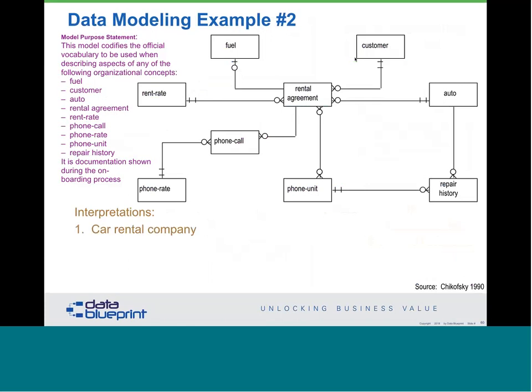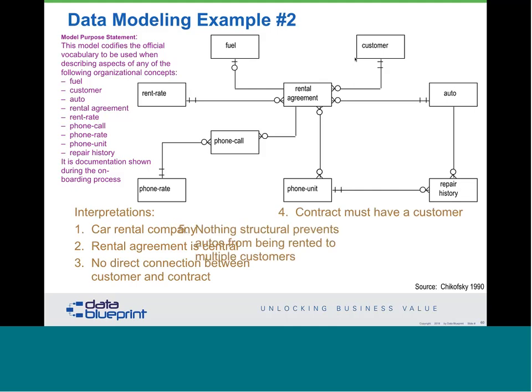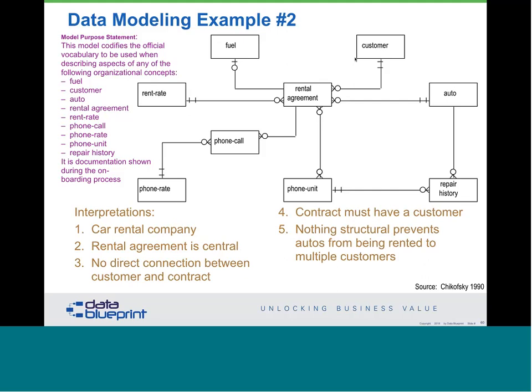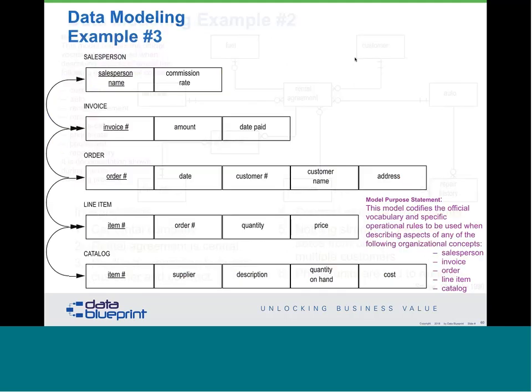First of all, we can tell just looking at this model that it's a car rental company and that the rental agreement is clearly central to everything else, not because it's in the center, but because it's connected to more things. There is no direct connection between customers and contacts, right? That's kind of an interesting description on that. A contract must have a customer, and nothing structural prevents an auto from being rented to multiple customers in there. And the phone units are actually tied to the rental agreements as well as to the repair history there. So we have a fair amount of information we can get off of that chart.